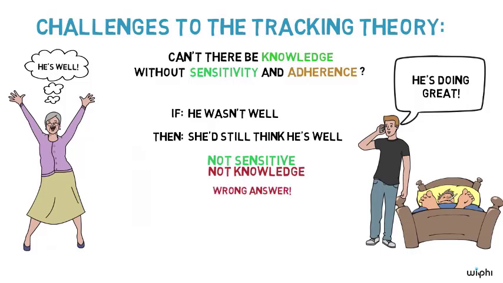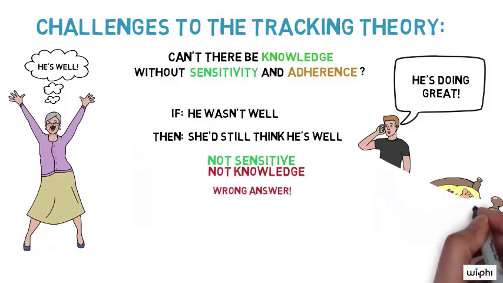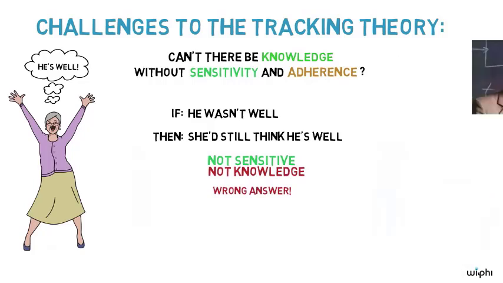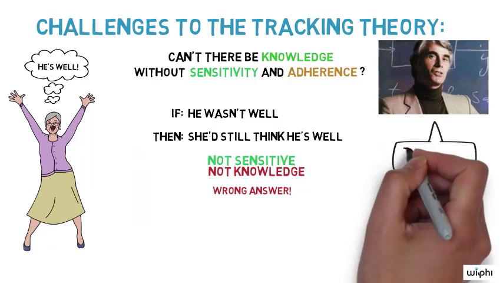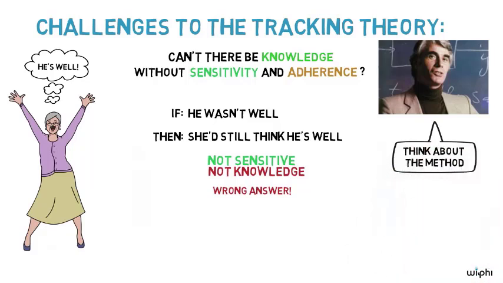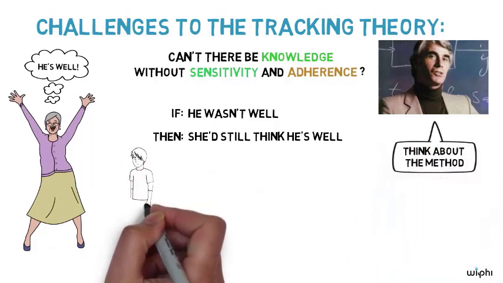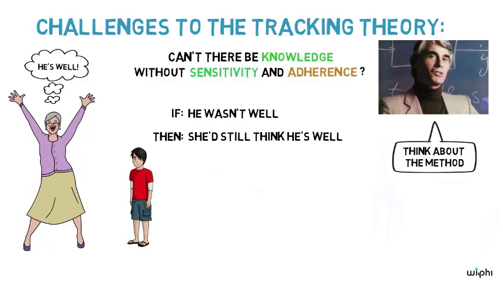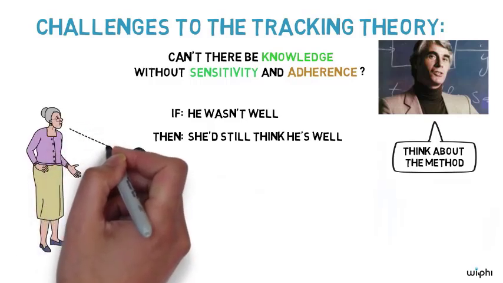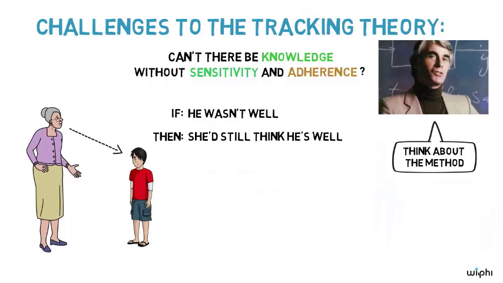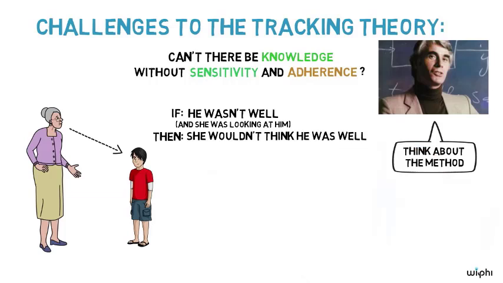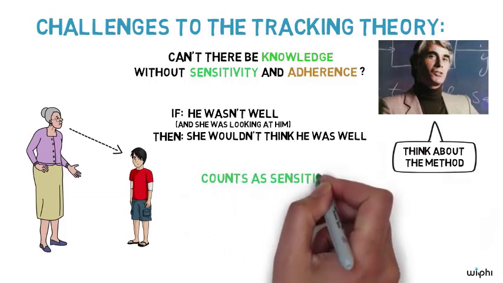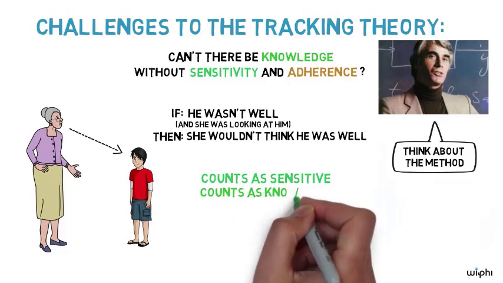Nozik responded to this problem by revising the tracking theory somewhat. He said that what matters is not just that our beliefs do track the truth, but that our beliefs track the truth given the methods by which we form them. In this case, given the method by which the grandmother formed her belief about her grandson, namely by looking and talking with him in person, she wouldn't have believed that he was well if he wasn't. This modification makes the theory somewhat more complicated and raises a number of further questions that we won't go into here.